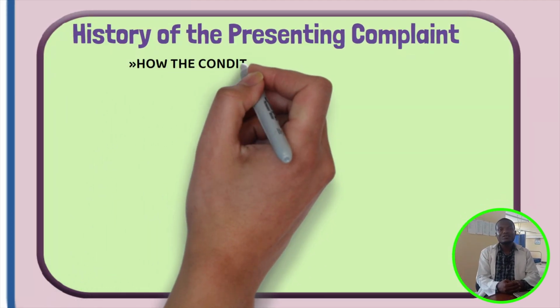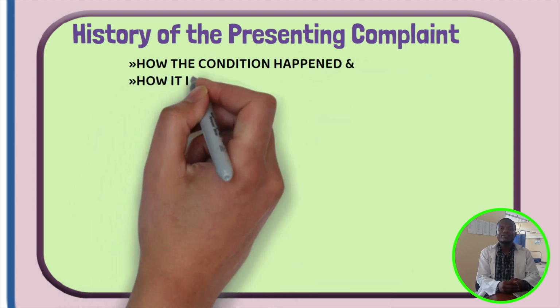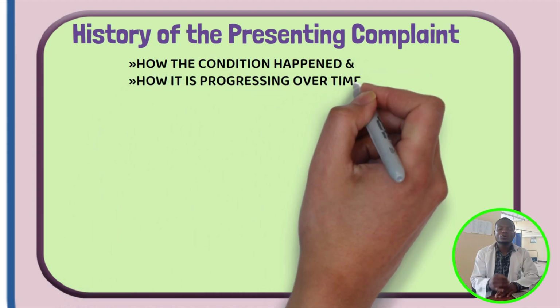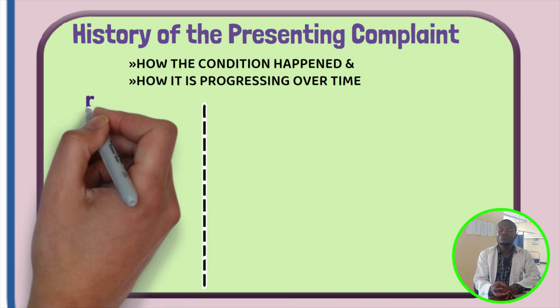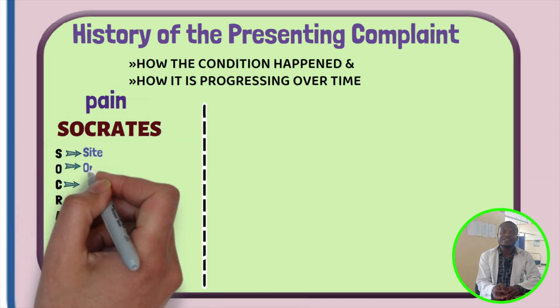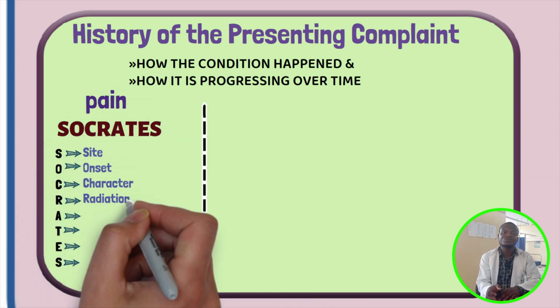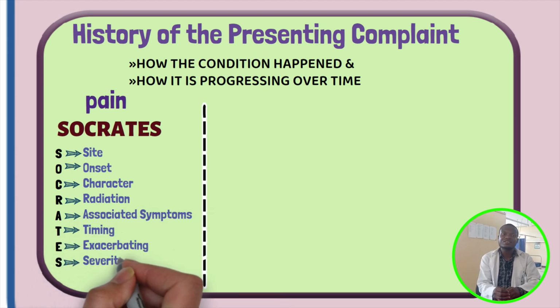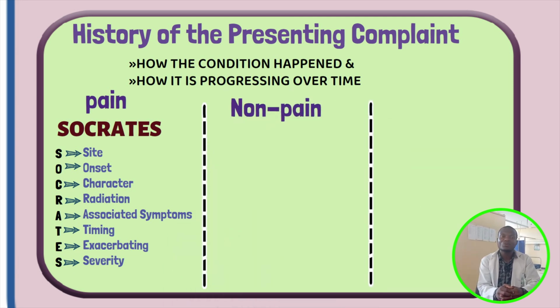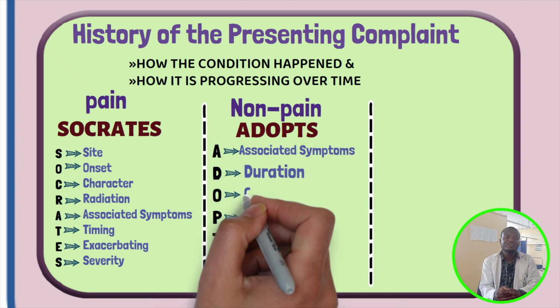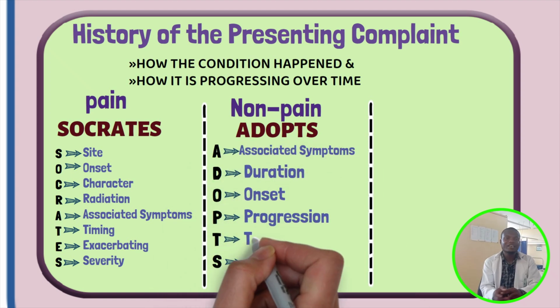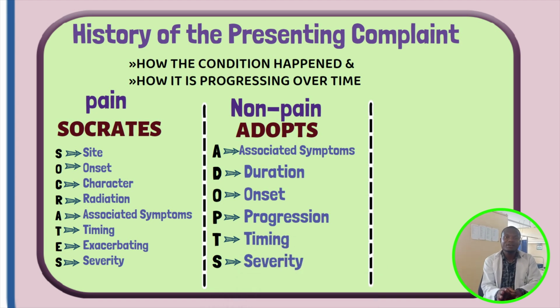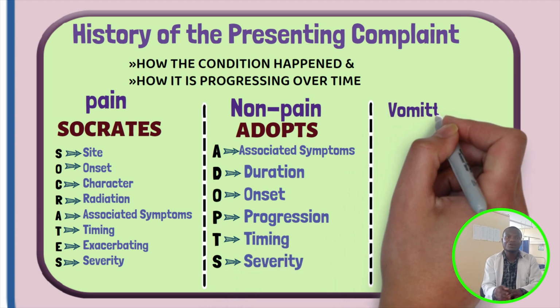For the history of presenting complaint, you are trying to understand how the thing happened and how it is progressing. If the patient is presenting with pain, use the mnemonic SOCRATES, which is the site, the onset, the character, the radiation, the associated symptoms, the timing, the exacerbating factors, and the severity. That has to do with how bad the pain is. If it's a non-pain presenting complaint, I usually use the mnemonic ADOPTS: the associated symptoms, the duration, the onset, the progression, timing, and the severity. The timing has to do with what time it is usually severe or what time it usually comes.